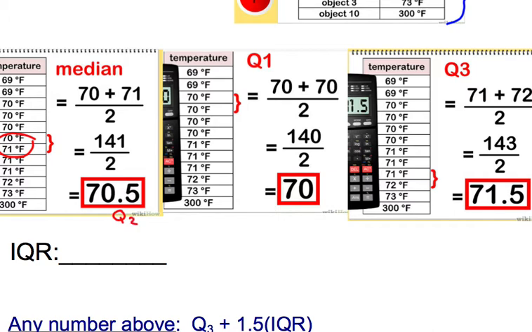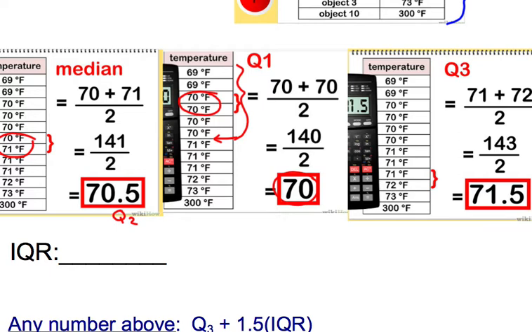Now we want to find quartile 1. The median was right in here. So to find quartile 1, you take the halfway, which would be 70 and 70 degrees, divided by 2, and you get 70. So there's your quartile 1.